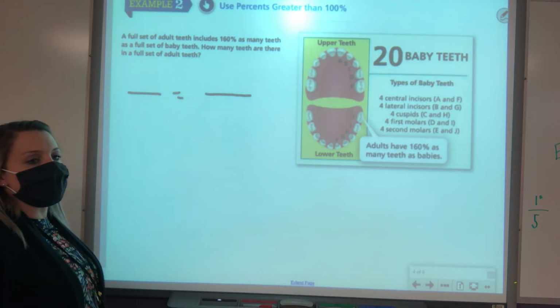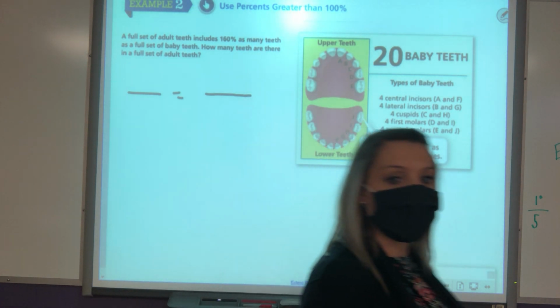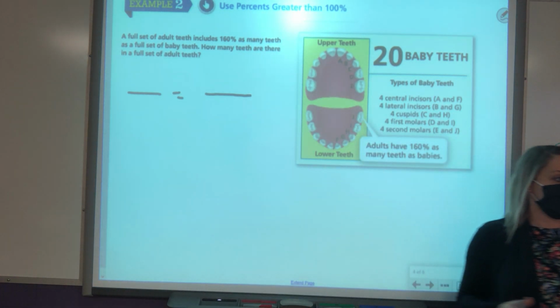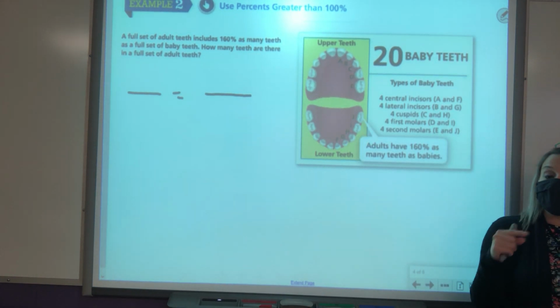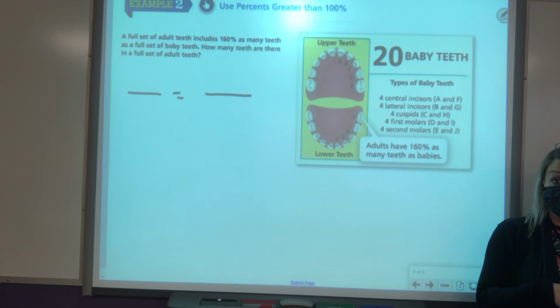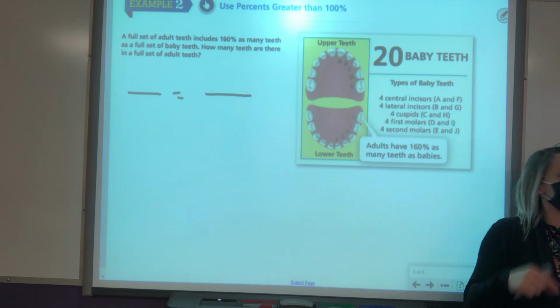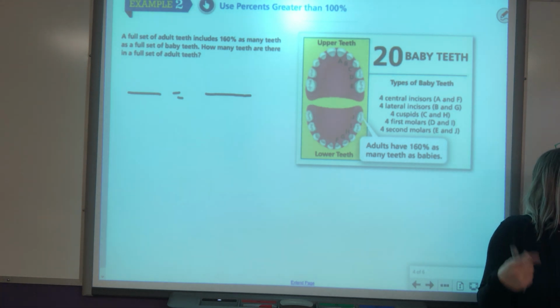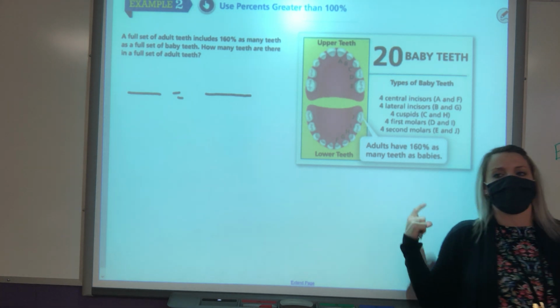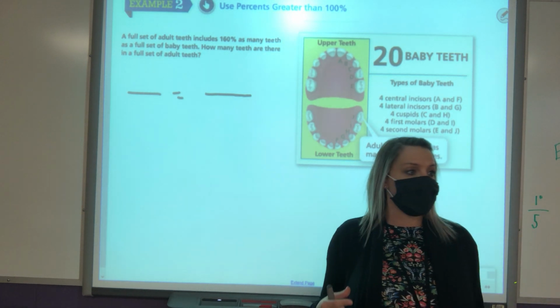In our percent proportion, what do we know right away? That we have 160, right? We know that we've got 160% more teeth as adults than we do as children. So when we look at 160%, how do I represent 160% in my percent proportion? 160 over 100.